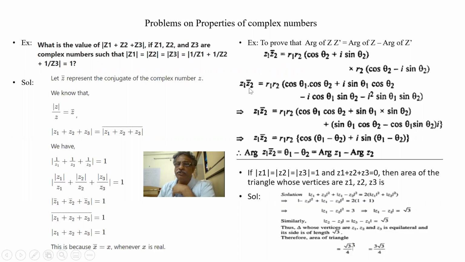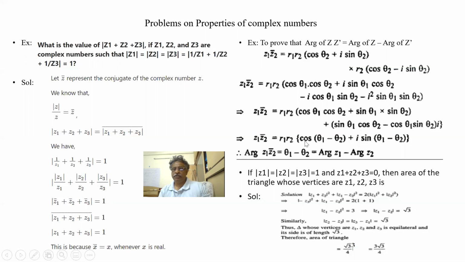So what is Z1 Z2 bar? I am multiplying. This is theta 1, this is theta 2. This is wrongly given here. This is R1 into cos theta 1 plus i sin theta 1. So when I am multiplying R1 and R2, we get cos theta 1 cos theta 2, i into i square plus sin theta 1 sin theta 2 minus i cos theta 2 sin theta 1 and so on. So this becomes cos of theta 1 minus theta 2 plus i sin of theta 1 minus theta 2.